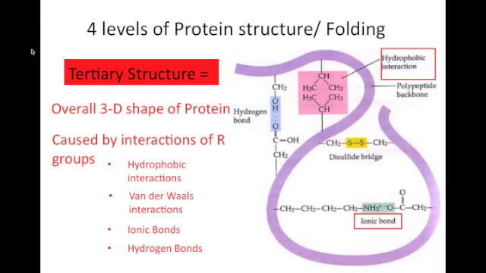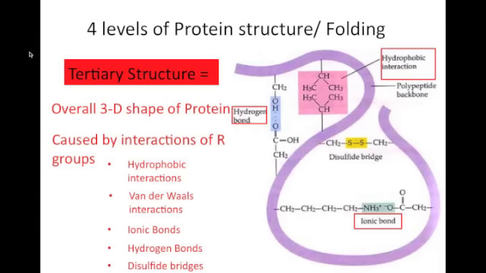Next type is a hydrogen bond. Again, a weak interaction. And we're going to see that between the hydrogen of one side group and another polar molecule of another side group. Usually it's going to be oxygen.